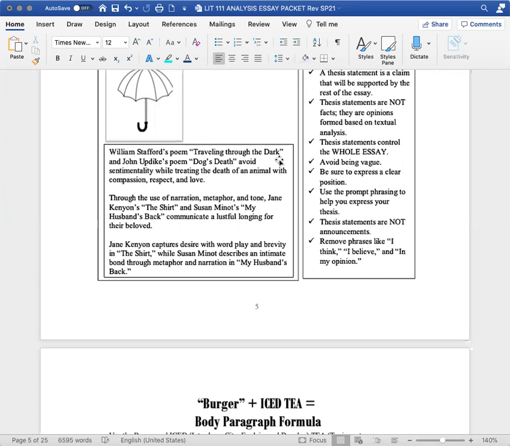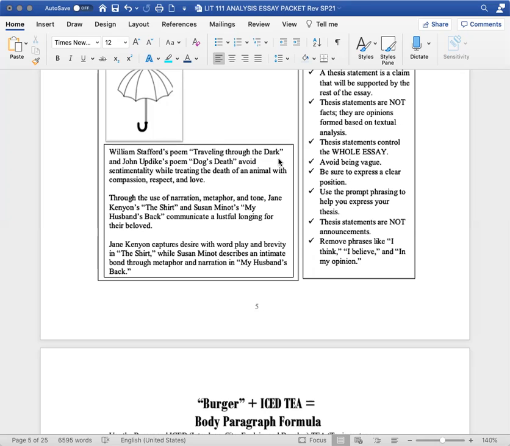I wish I could bring this topic back. This was my favorite. Through the use of narration, metaphor, and tone, Jane Kenyon's The Shirt and Susan Minot's My Husband's Back communicate a lustful longing for their beloved. So this one's going to focus on the elements. All right.